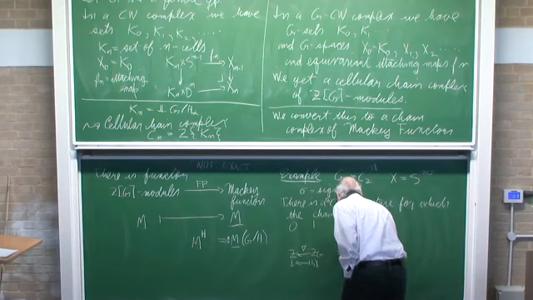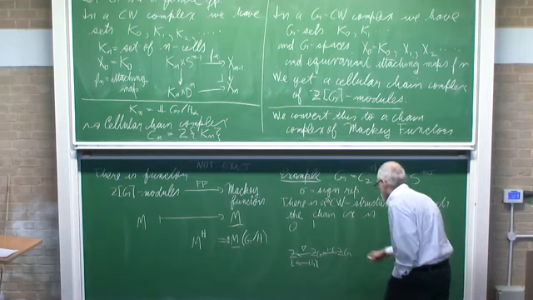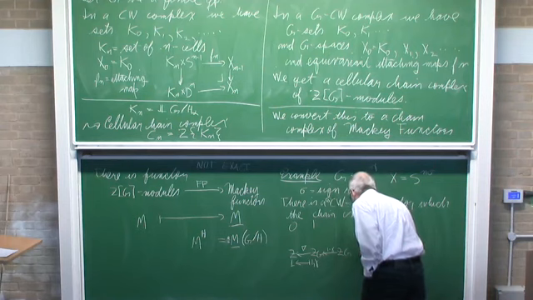Then there's a map like this. This is multiplication by 1 minus gamma. This is multiplication by 1 plus gamma.